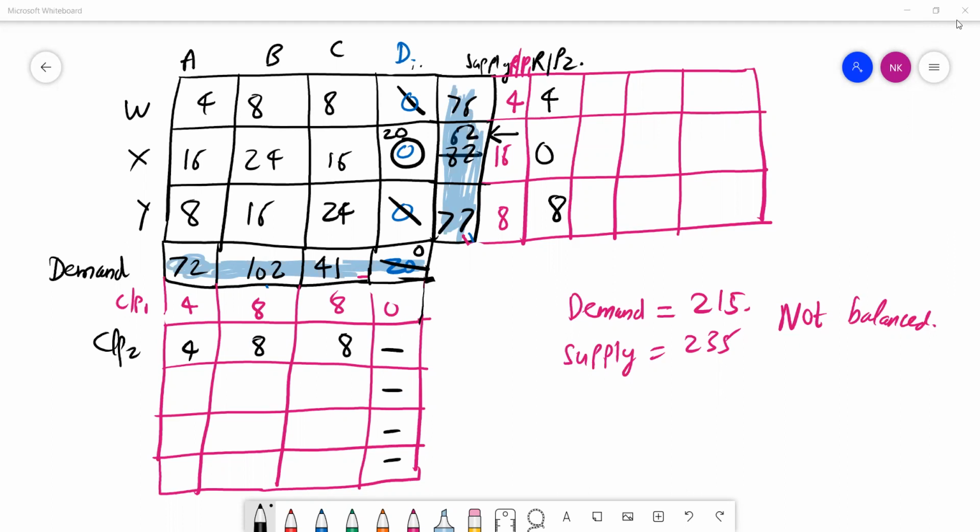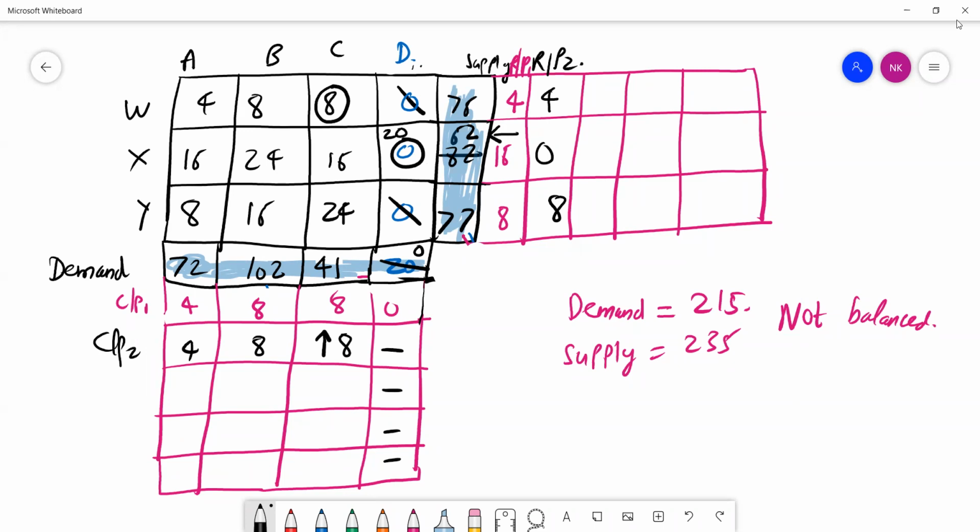Look forward for the highest penalty, so you can look forward for any of the penalties. There are multiple 8s. So you can look forward for any of the 8. Let's say we are looking forward for this column, third column. So look for the lowest value. So it's 8 over here.